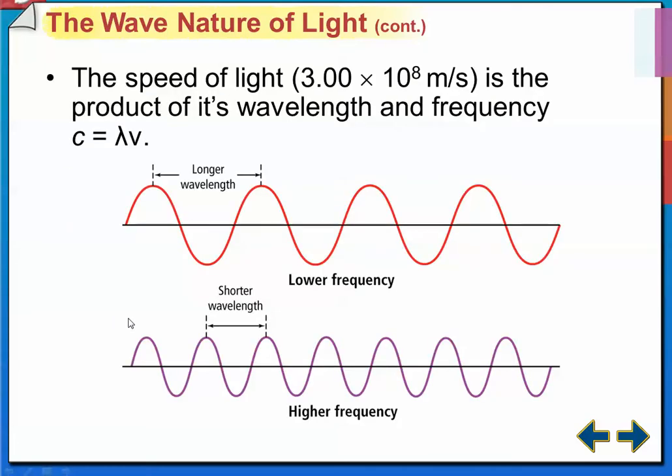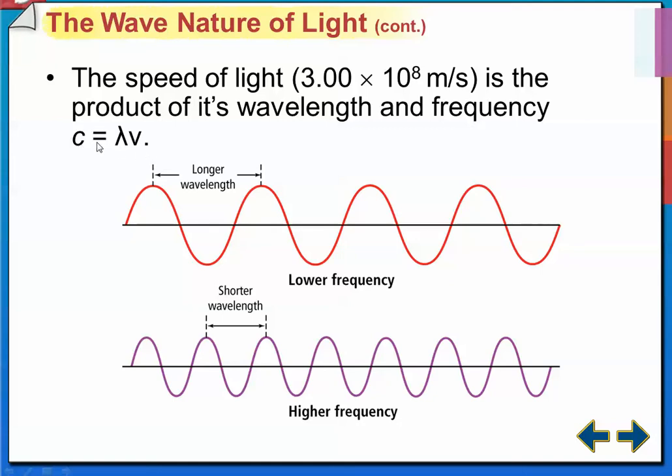Okay, all light, all electromagnetic energy in fact, travels at this incredible speed of 3 times 10 to the 8th meters per second. And that happens to be equal to the product of its wavelength and its frequency, in this little formula here. C is what we use for light. C is the speed of light, 3 times 10 to the 8th meters per second. The lambda symbol here is the wavelength, and v, we use v for frequency.